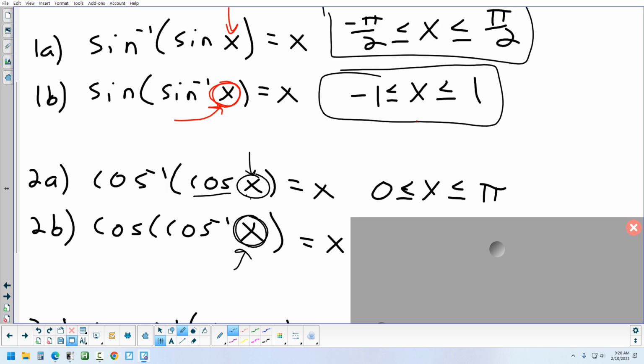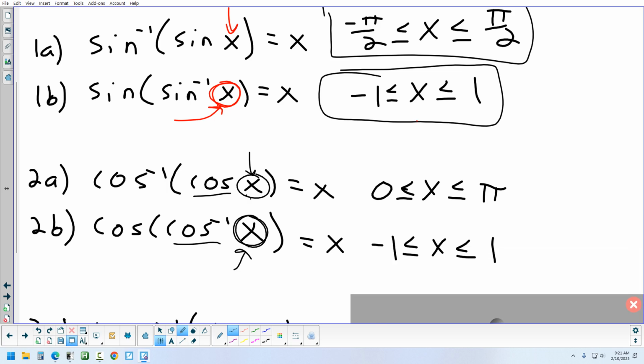Think about the domain of inverse cosine. What's the domain of inverse cosine? Again, if you can't remember the domain of inverse cosine, think of the range of original cosine. -1 to 1. Yep. And this is the same deal as the one above it. If you try to plug in a number not between -1 and 1, it won't even work in formula 2b.